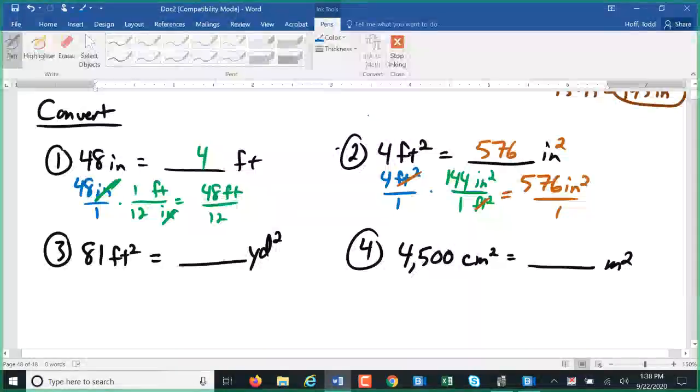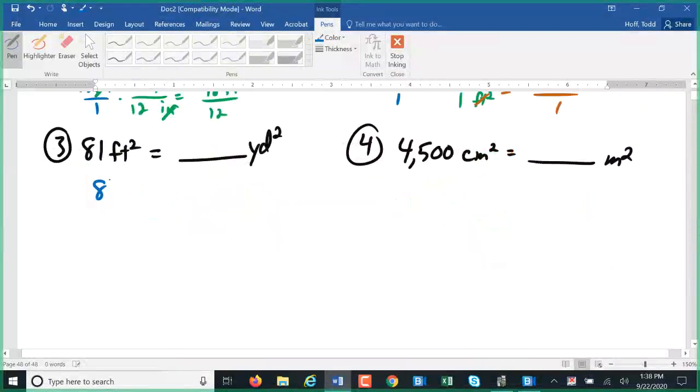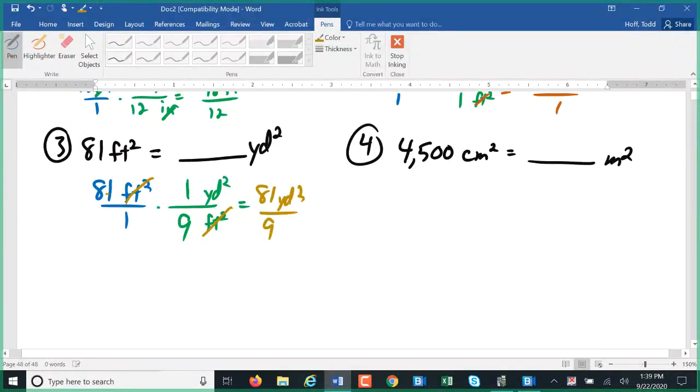The third one there, 81 square feet. Put that over 1. Going into square yards, we'll put square feet on bottom, square yards on top. 1 square yard is 9 square feet. Remember, 1 yard is 3 feet, so a square yard is 3 by 3 or 9 square feet. Square feet cancel out. 81 times 1 square yard is 81 square yards. 1 times 9 is 9. That divides out to be 9 square yards.